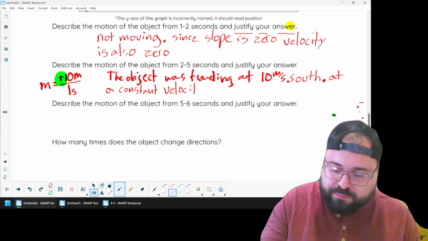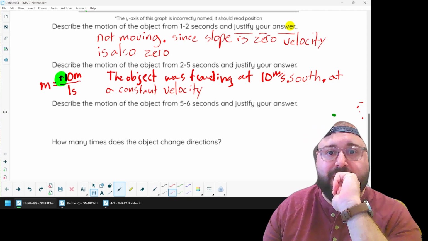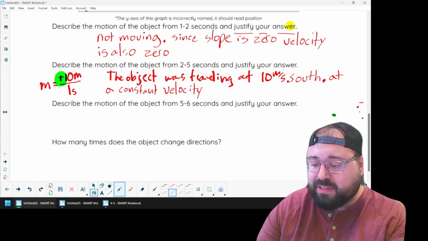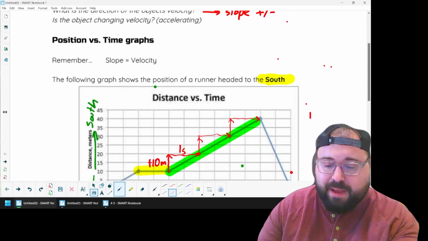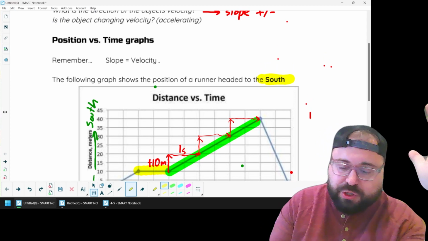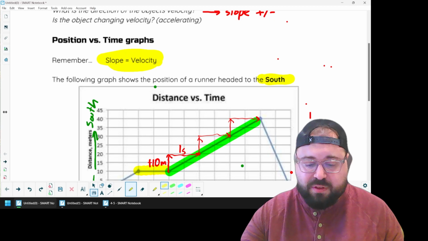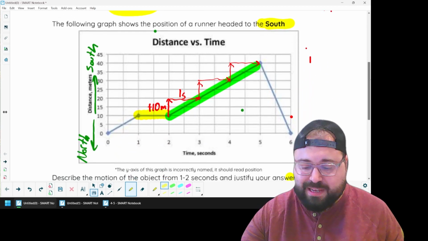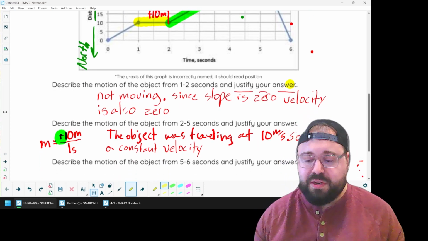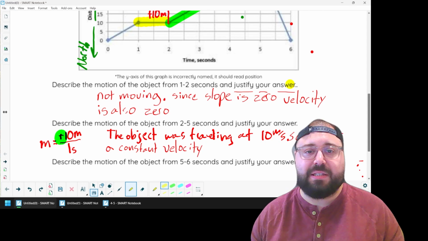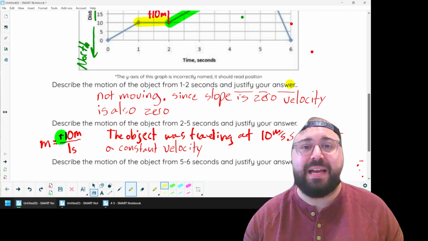Okay, so when we do this here, we now still need to justify our answer. If you notice, we're always justifying our answer with the slope of the line, because when we're asked to describe an object's motion, we're talking about the object's velocity. And since we're working with a position time graph, the slope of this graph is our velocity. So we can justify this entire thing with the slope. The object was traveling at 10 meters per second south at a constant velocity. This is because the slope of this line was positive and constant.